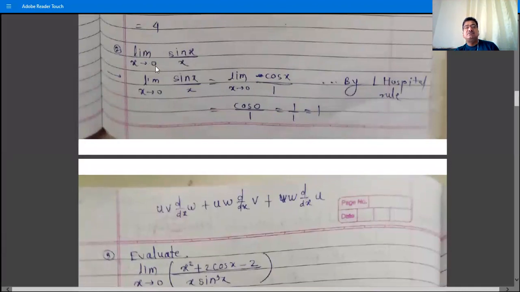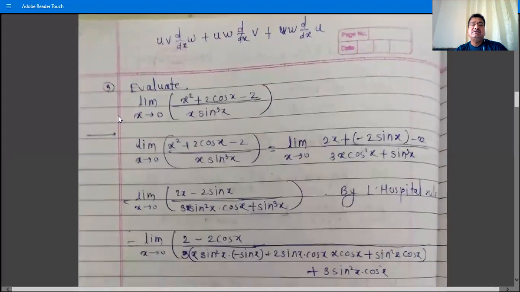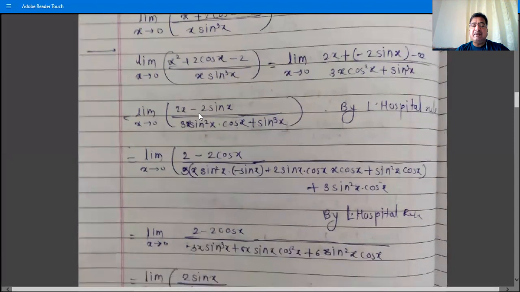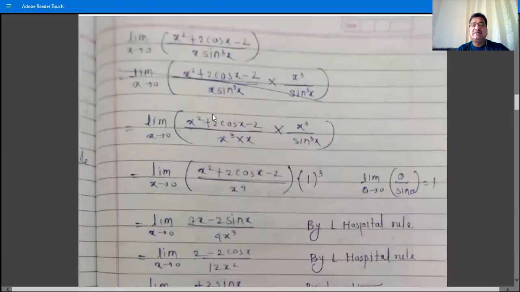That's limit x tends to 0 sin x by x is equal to 1, or limit theta tends to 0 sin theta by theta is 1. Okay, so next example: evaluate limit x tends to 0 of (x square plus 2 cos x minus 2) divided by x into sin cube x. So we can directly apply L'Hospital rule and solve this example, or we can adjust like this.